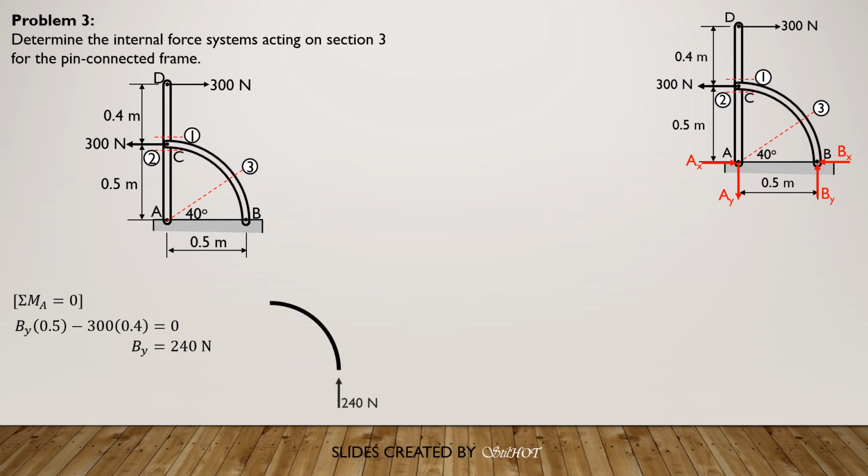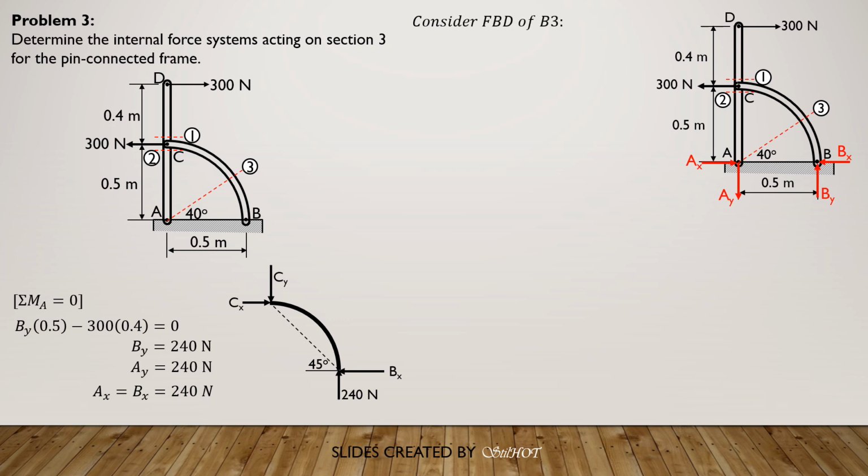BY is equal to 240 newtons. Since, as I said, BC is a two-force body, we expect that BX is also 240. AY is 240 downward, considering the whole system. So the proof that BX and BY are equal: you sum up moment about C. So BX times 0.5 minus 240 times 0.5 equals 0. So that proves that BX is also 240 newtons. So consider now the free body diagram of the portion B to 3, where 3 is revealed as a section.